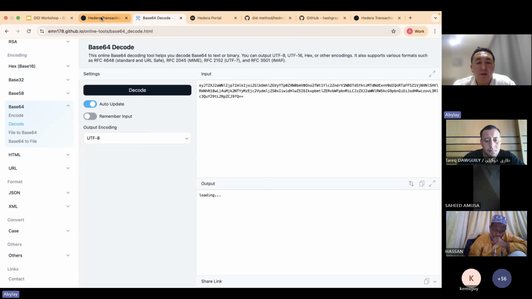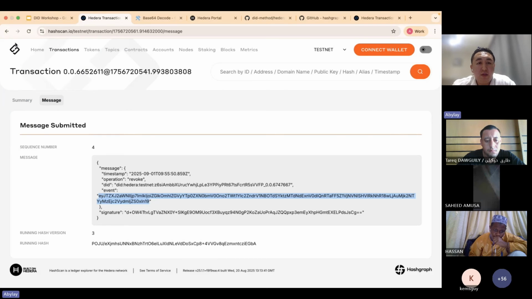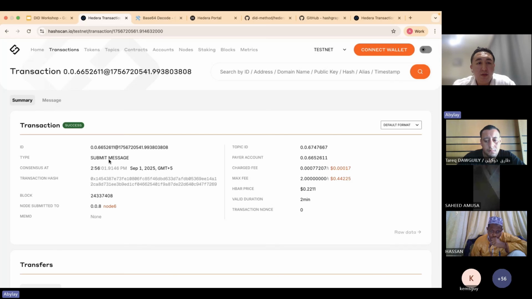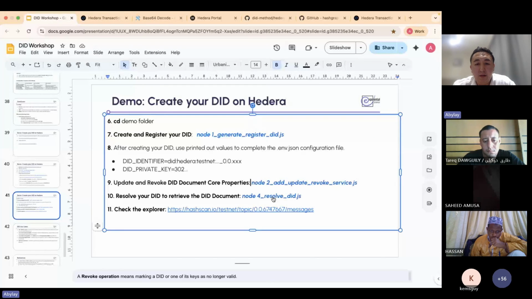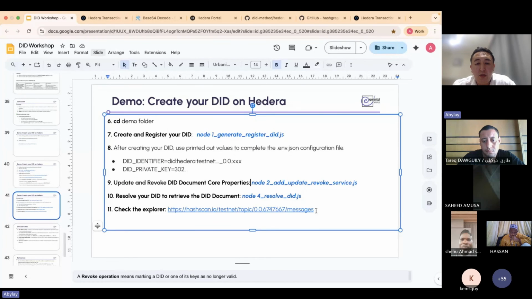Okay, we don't care. That's fine. So as you see, we have the revoke transaction here. Yeah, and you can check it from HashScan.